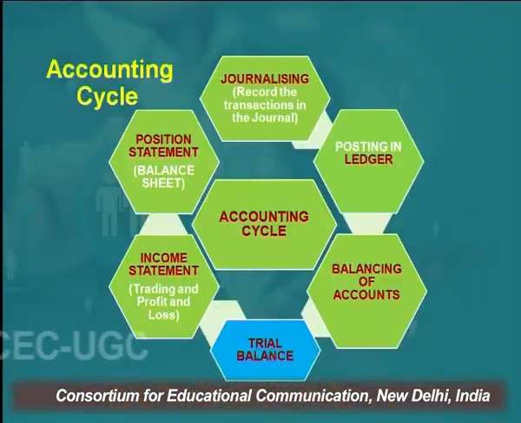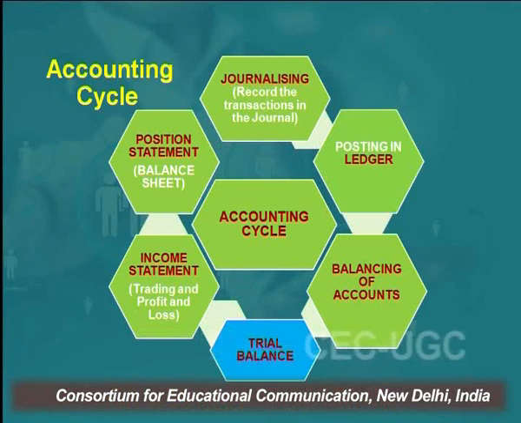The next step in the accounting process is the preparation of the trial balance. We are done with journalizing. We have recorded the transactions in the journal. We have passed the journal entries. After passing the journal entries, we have posted the same into the ledger. We have made different ledgers.